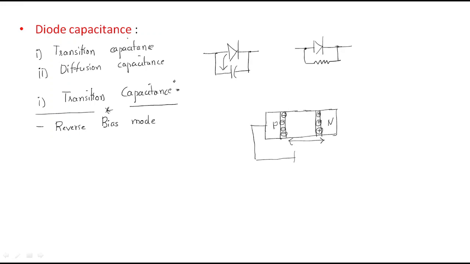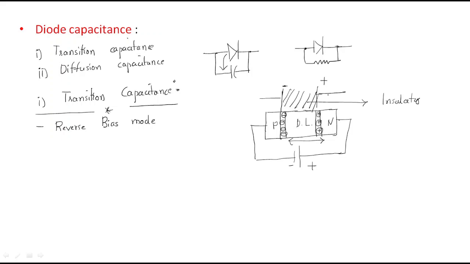Reverse bias means the p-type semiconductor is biased by the negative source and the n-type by the positive source. This is the depletion layer, and here its width will be very, very high. Look here: this negative region acts like the negative plate of a capacitor. This positive ion region acts as the positive plate of the capacitor. The inside part acts as the insulator.